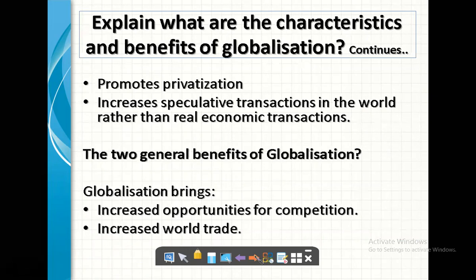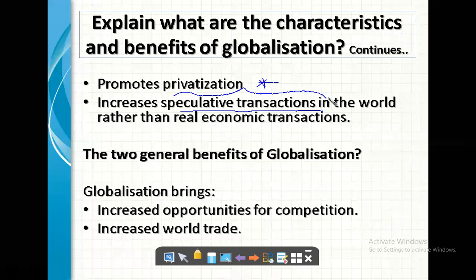Okay, the next one is globalization promotes privatization. So have we gone through privatization process in PNG? Yes, we did. So a lot of our statutory bodies have been changed to privatization in the past years. It also increases speculative transaction in the world rather than real economic transaction. So in speculative transaction, what are we talking about? Anyone wants to answer this?